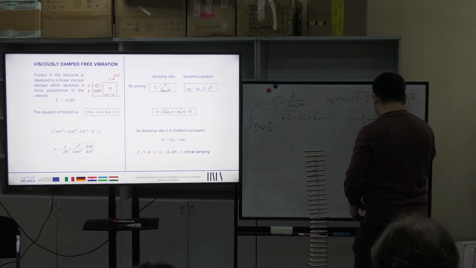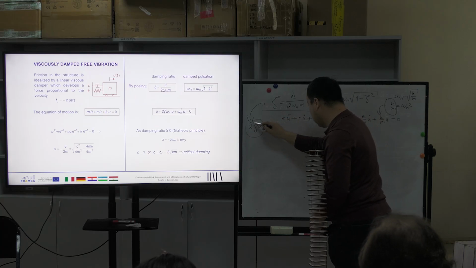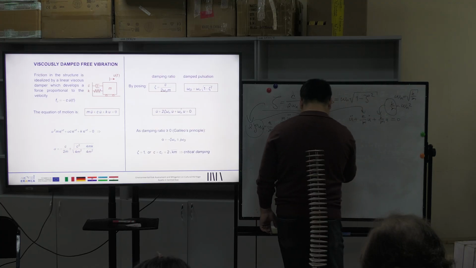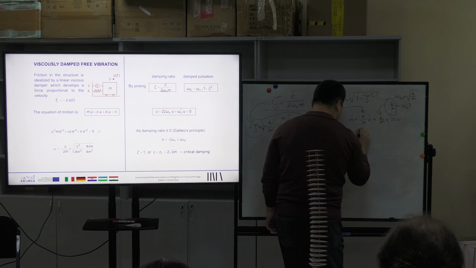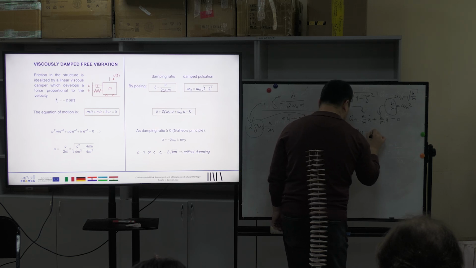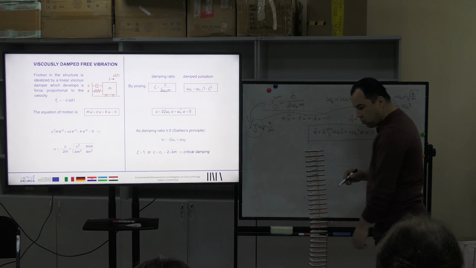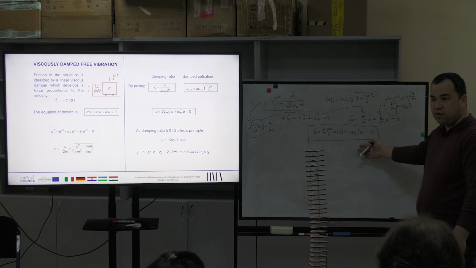Am I right? I will change everything. Instead of this one, I will put it here, and this one is also going here and here. Our formulation will become like this: u double dot plus 2 zeta omega n u dot plus omega n squared u is equal to 0. This is our final formula, the equation of motion of our object. Do you understand where it comes from?